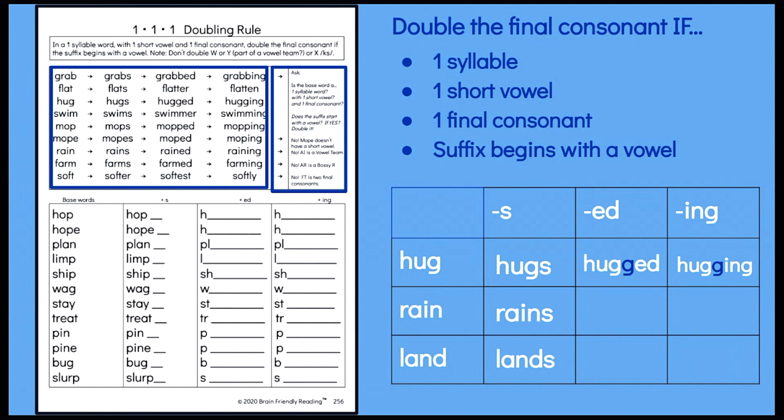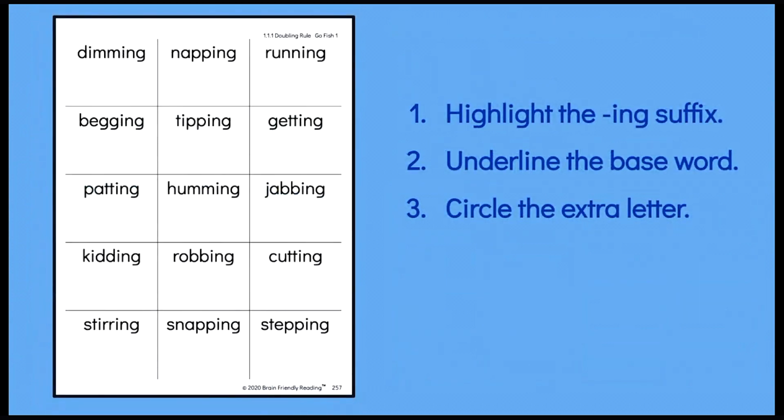What about rain? Rain has the vowel team AI, not a short vowel. So we don't double the final consonant when we add ed or ing. How about land? Land has a short vowel, but it has 2 final consonants. So we don't double here either. Students can practice this skill by marking words on the Go Fish game page on the very next page, page 257, and then play Go Fish after.